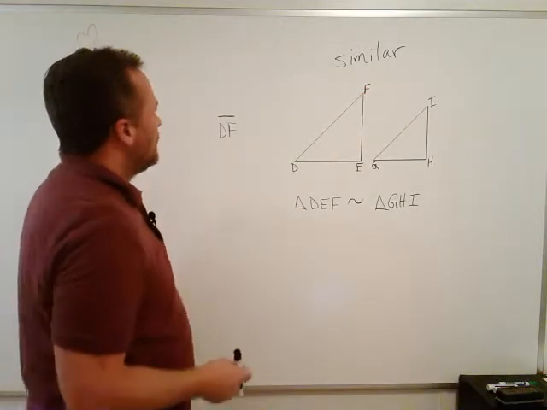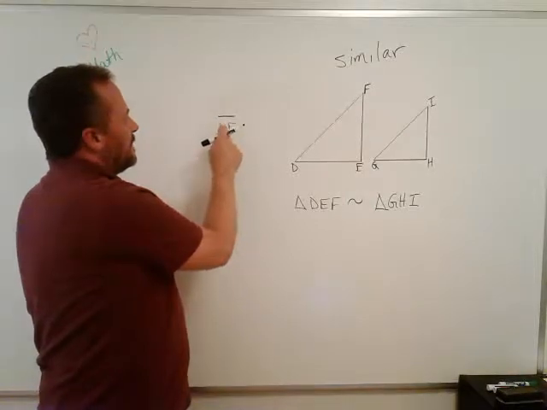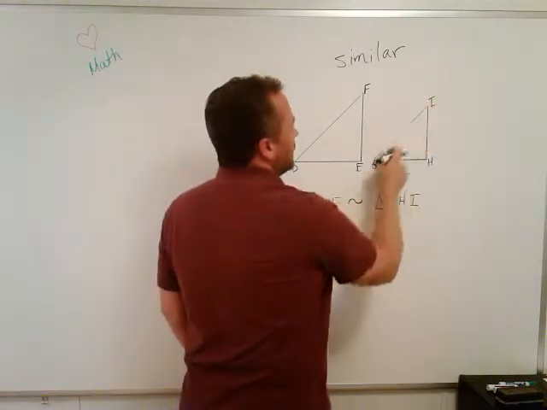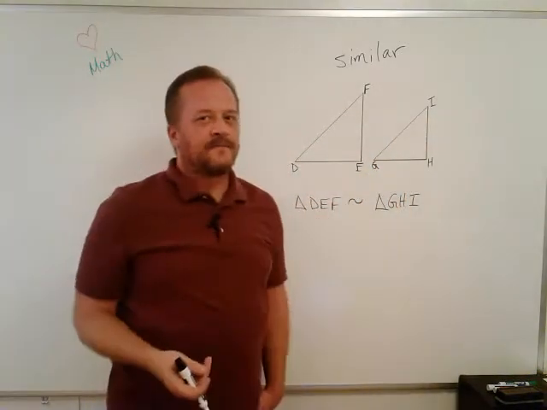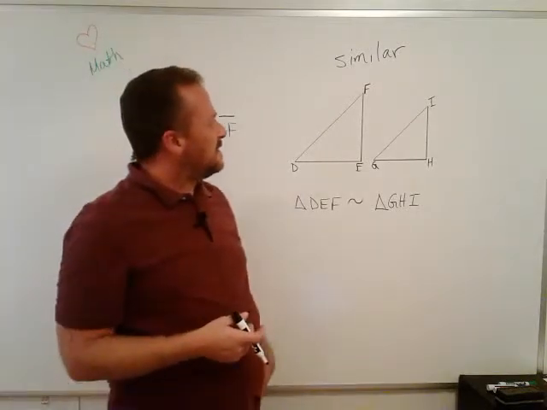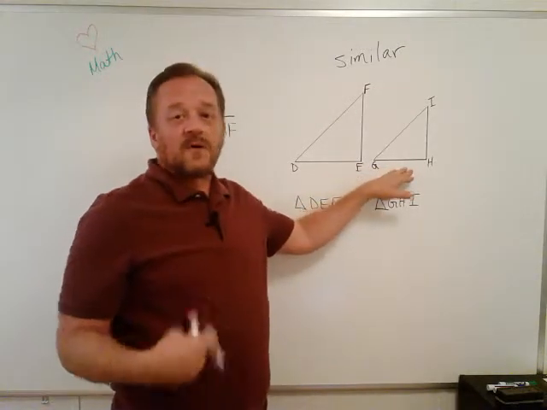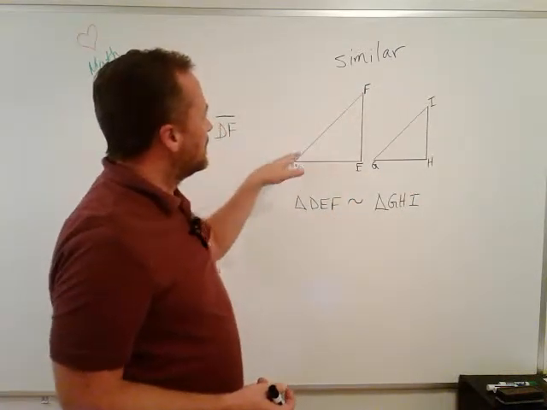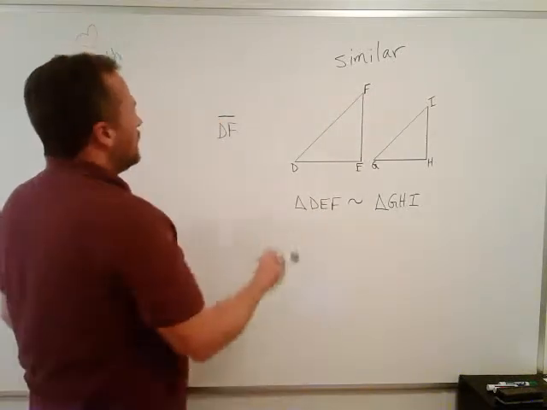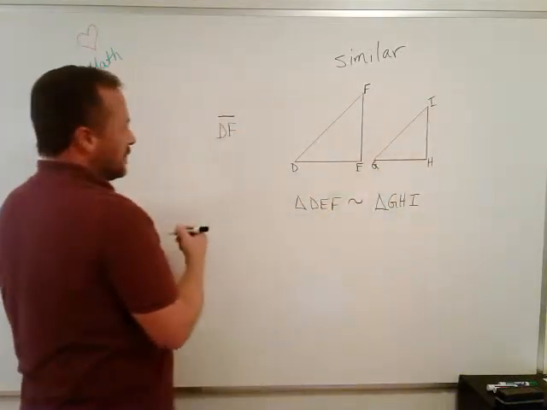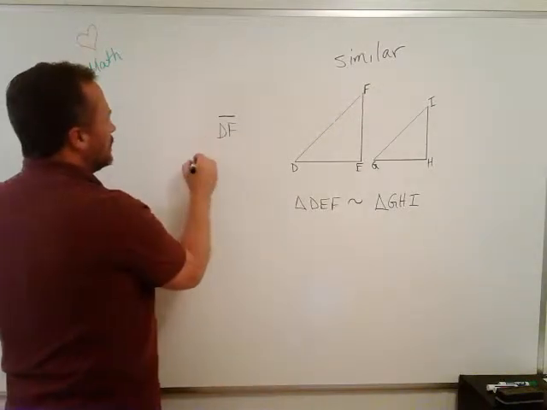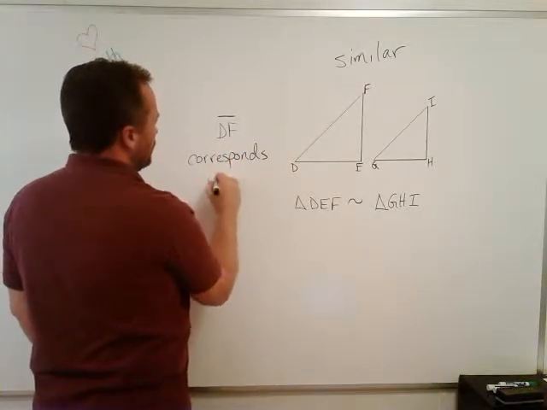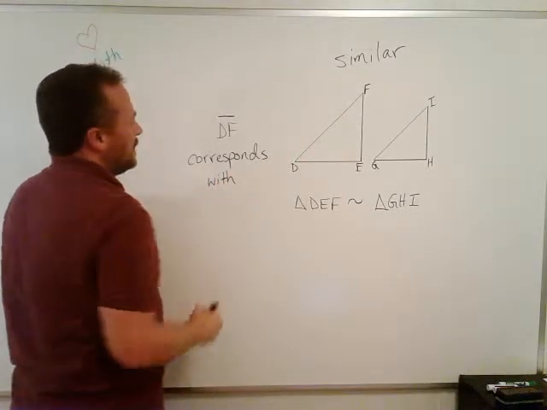Now, I want to show that this side right here has a relationship with this side right here. Can you see why? Because with two similar triangles, each side is going to have a relationship with a corresponding side. So DF, this line right here, has a relationship with GI. So I could write that as DF corresponds with, or to, I'll just put with, line GI.